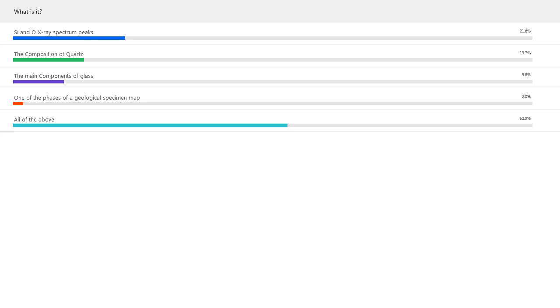Of course, if we had a phase map in front of us, we would also be correct in saying it's one of the phases of a geological specimen. So many different ways of answering this question, and all answers are in fact correct. So any of you that answered all of the above, you are also correct. There are only winners here today.